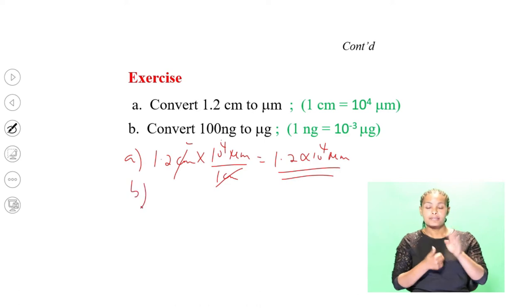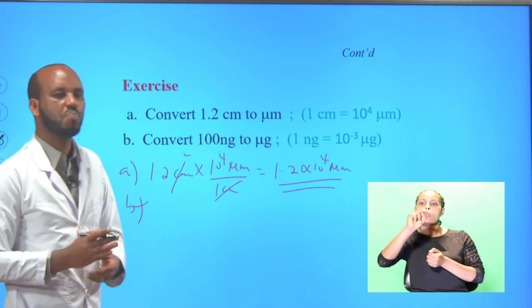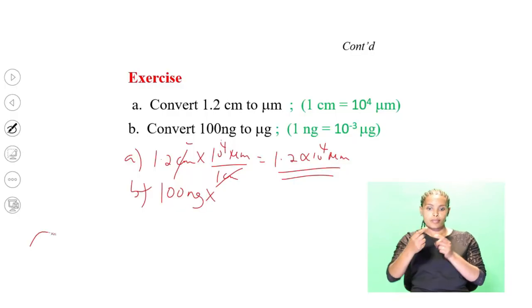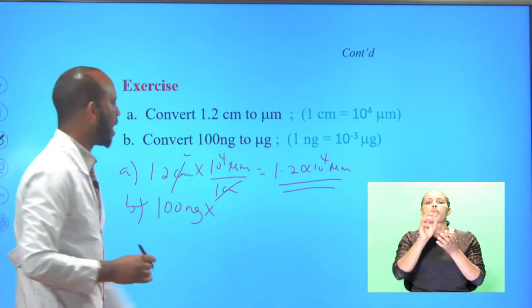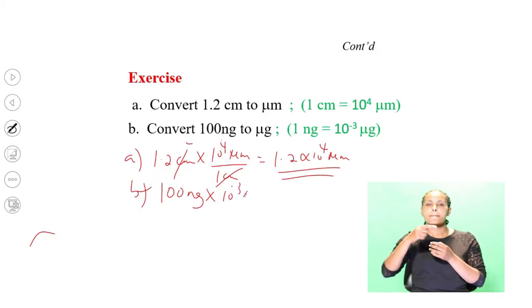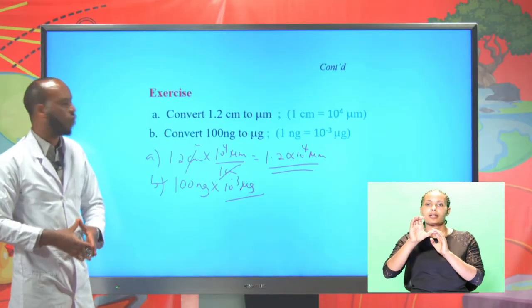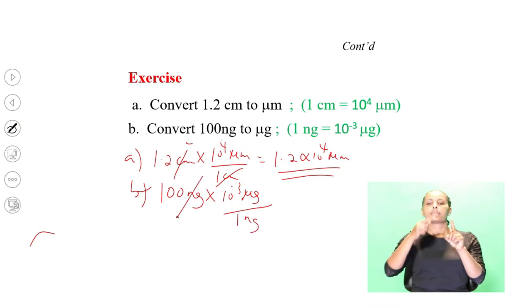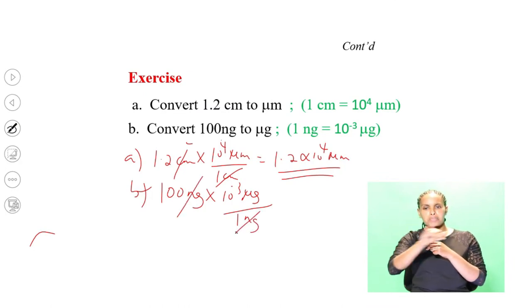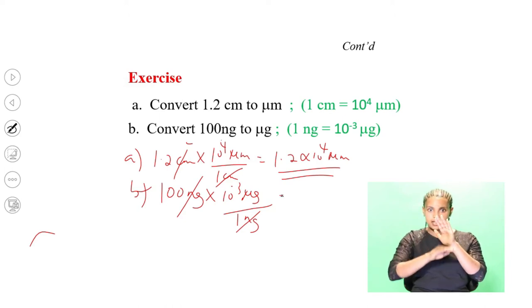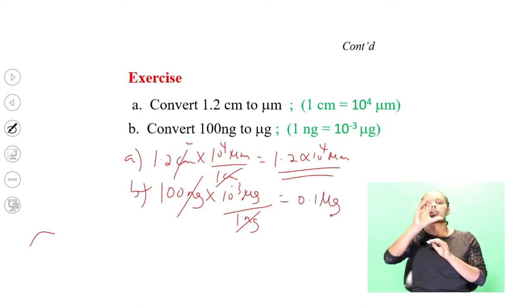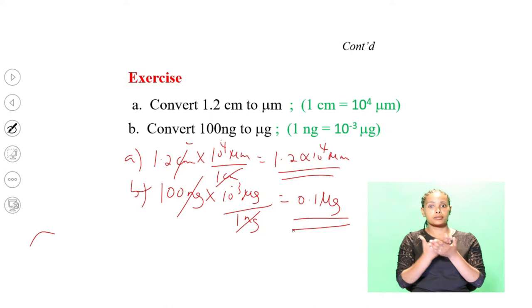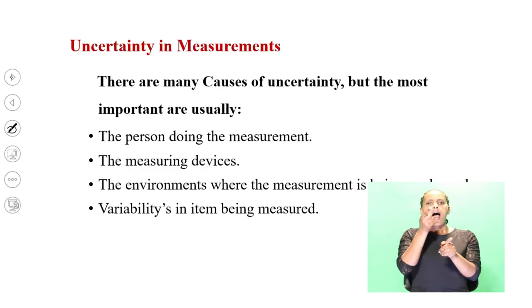B, convert 100 nanogram to microgram. 100 nanogram times unit of desired quantity, which is microgram, 10 raised to minus 3 microgram, divided by unit of original quantity, which is nanogram, 1 nanogram. Nanogram will be cancelled by nanogram. Now this is the same as 100 times 10 raised to minus 3, which is the same as 0.1 microgram, or 10 raised to minus 1 microgram. Good. Uncertainty in measurements.